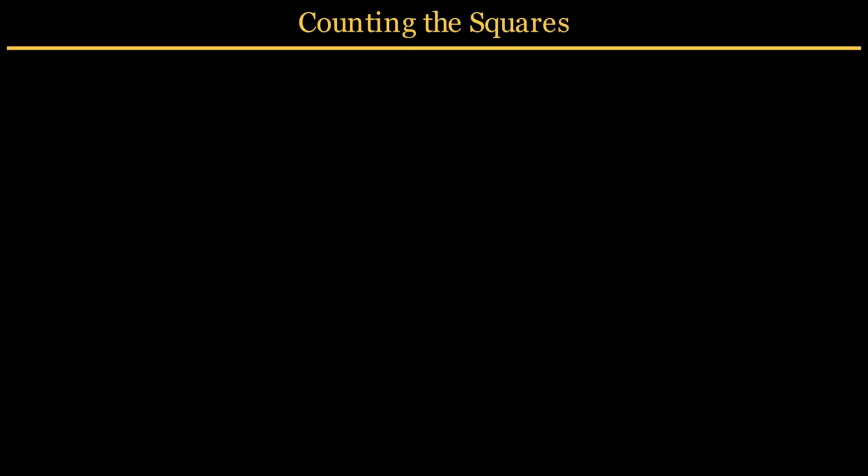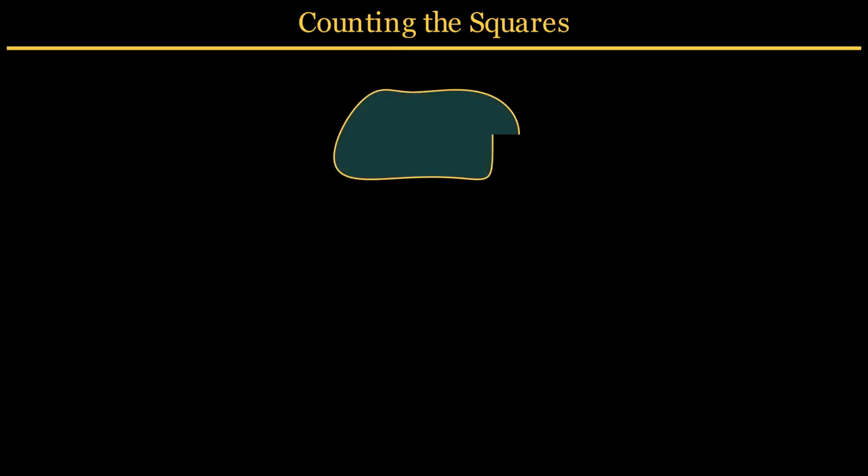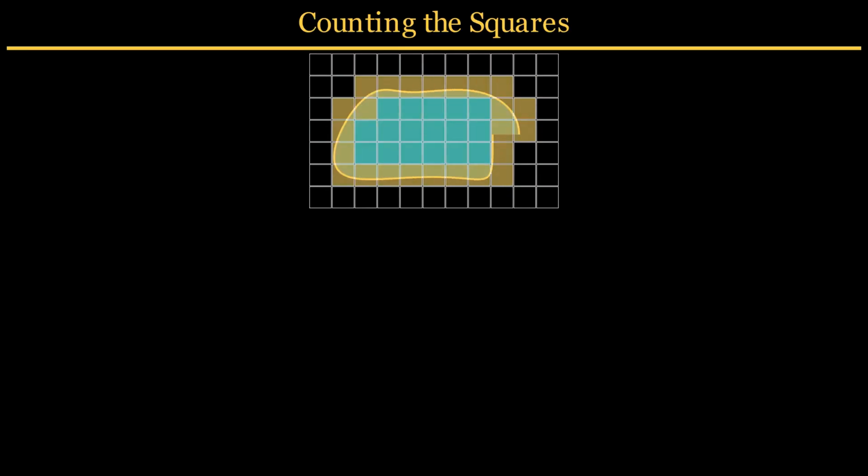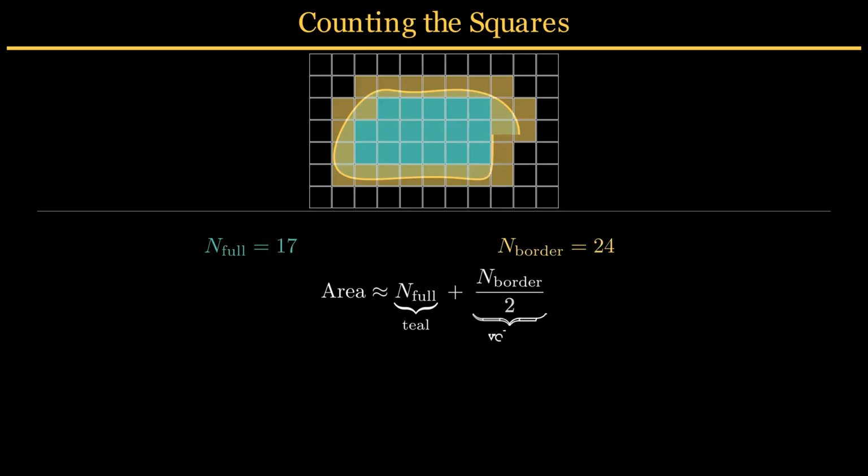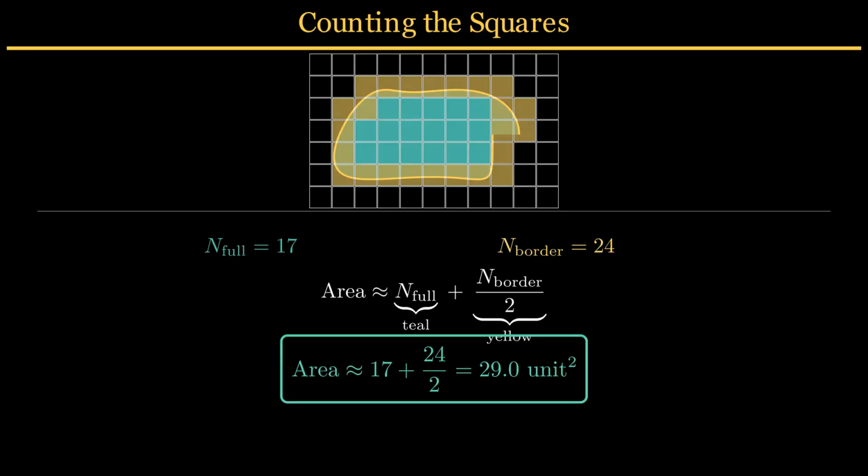Now we count. We found 17 teal squares fully inside and 24 yellow squares on the border. Using the formula, area is approximately equal to the number of full squares plus half the number of border squares. That gives us 17 plus 24 divided by 2, which equals 29 units squared. That is our approximation for the area of this lake.